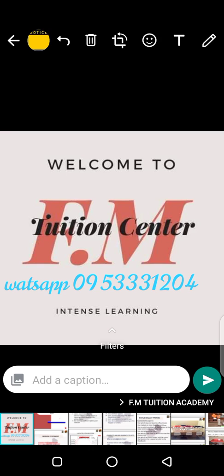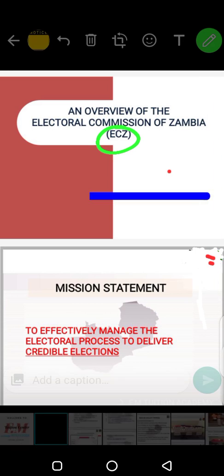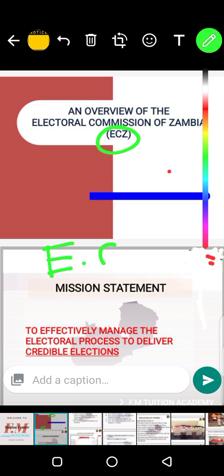Today I'm explaining the Electoral Commission of Zambia, also referred to as ECZ. These three letters, E.C.Z., mean Electoral Commission of Zambia. For elections in Zambia to take place, the institution that is responsible for organizing elections is referred to as the ECZ in initials, and it is called the Electoral Commission of Zambia.